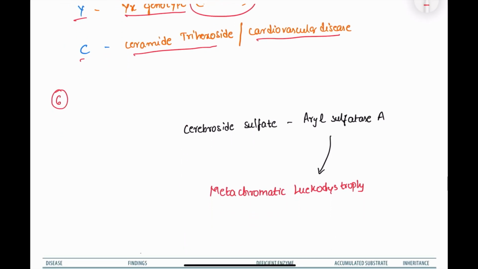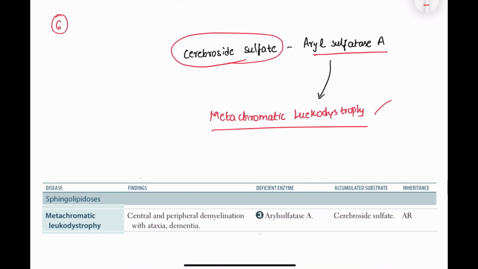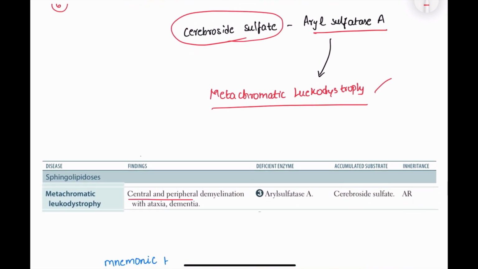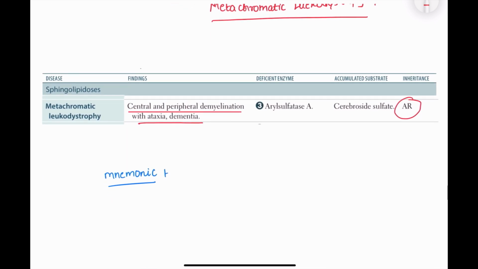Due to deficiency of the enzyme aryl sulfatase A, cerebroside sulfate is accumulated, leading to the disease metachromatic leukodystrophy. The clinical findings seen in this disease are central and peripheral demyelination with ataxia and dementia. It is also autosomal recessive inheritance. Mnemonic to remember metachromatic leukodystrophy is AML, that is A for aryl sulfatase A, ML for metachromatic leukodystrophy.